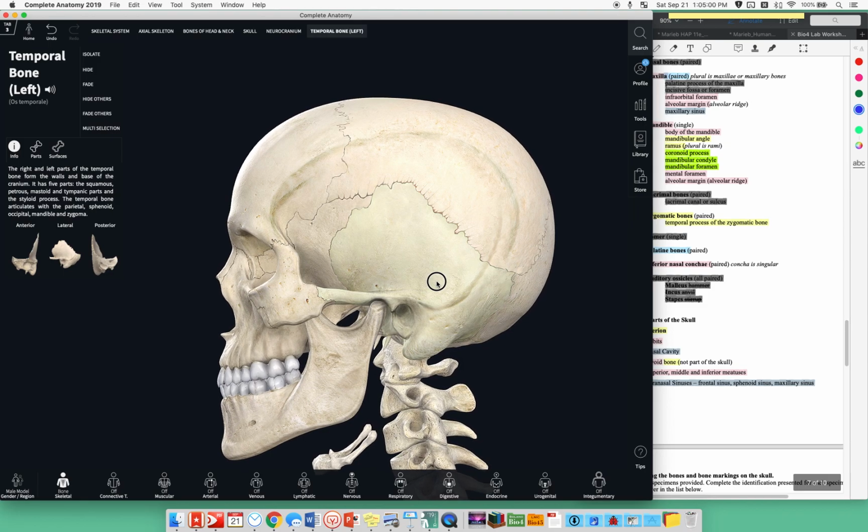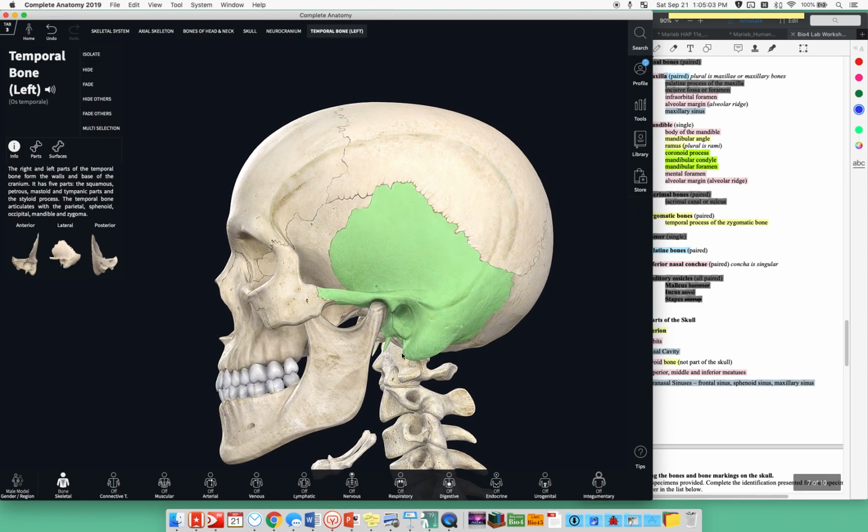Other parts of the temporal bone, this is the mastoid process. This is the external acoustic meatus, also known as external auditory meatus. This is the styloid process. And this indented concave region, which articulates with the mandible, this is the mandibular fossa. So it's named after the fact that it articulates with the mandible.